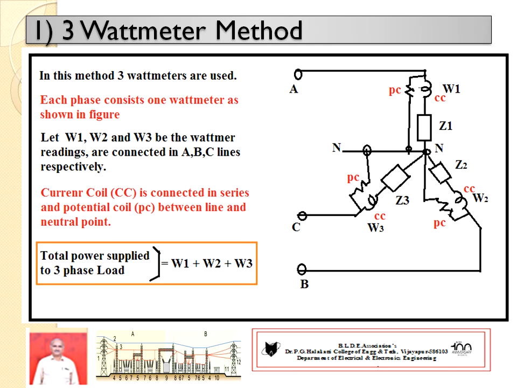Earlier I told you these wattmeters are single phase wattmeters. Hence we are using 3 wattmeters, W1, W2, W3. Hence the total power is measured as the algebraic sum of all three, W1 plus W2 plus W3, which gives the total three-phase power supplied to the load.